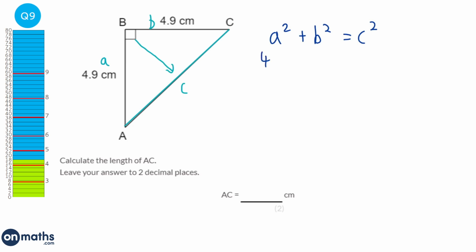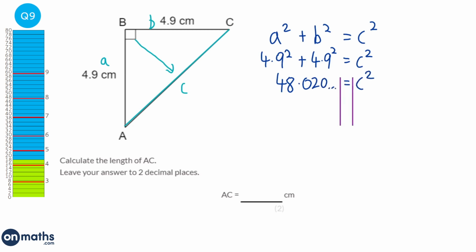Both A and B here are 4.9, so it'd be 4.9 squared plus 4.9 squared equals C squared. So we're going to add the 4.9 squareds together, and that will give us 48.020 blah blah blah. And here we're going to do a bit of solving. So we're going to square root both sides to find out what C is. So square root of 48.020 blah blah blah is 6.929 blah blah blah. Rounded to two decimal places, this will be 6.93.